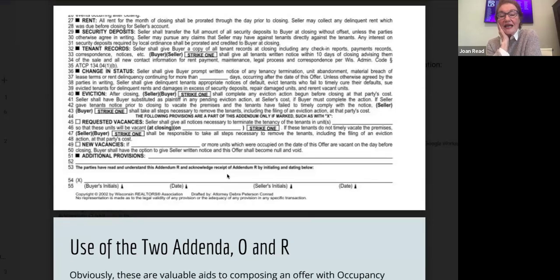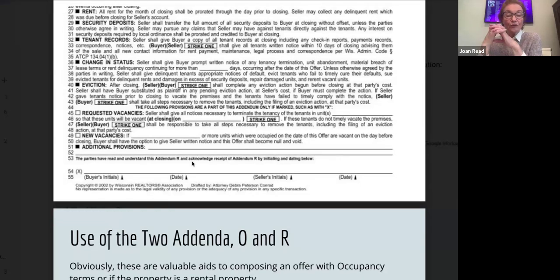So if you want the tenant out and don't want him to be there, then you give what the unit is and when he should be vacant, at closing or maybe 5 days prior to closing. If tenants do not timely vacate the premises, buyer or seller shall be responsible to take all steps necessary to remove the tenants, including the filing of an eviction action. And then the section that you can mark with an X or not under new vacancies.